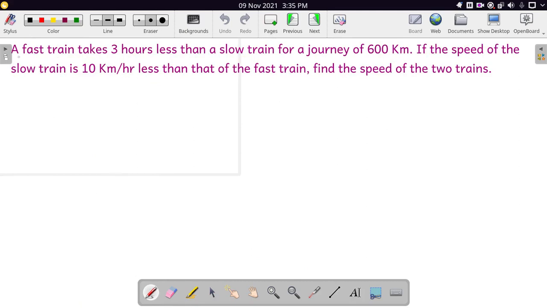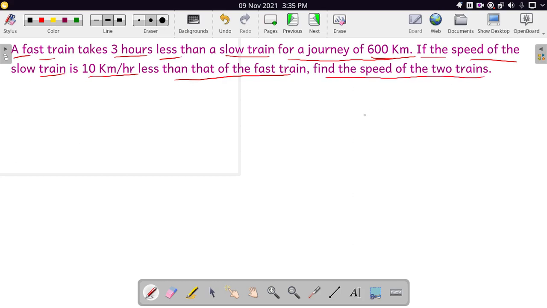It says a fast train takes 3 hours less than a slow train for a journey of 600 kilometers. We have a fast train, we have a slow train. Both of those trains are traveling the same distance. The distance is 600 kilometers. The slow train is also covering 600 kilometers. The fast train is also covering 600 kilometers. But the fast train takes 3 hours less than the slow train to cover 600 kilometers. If the speed of the slow train is 10 kilometers per hour less than that of the fast train, find the speed of the two trains.